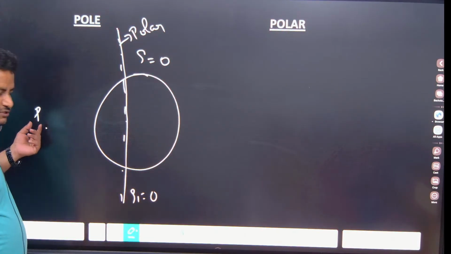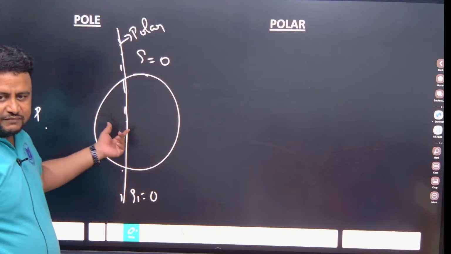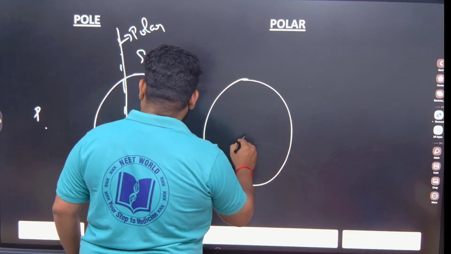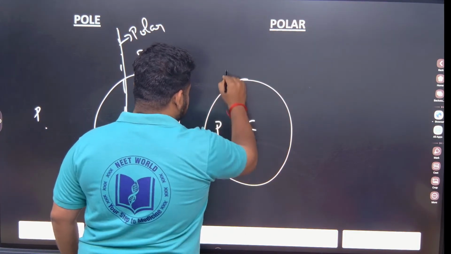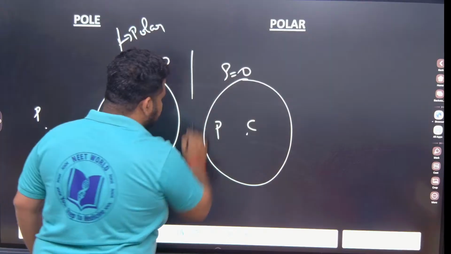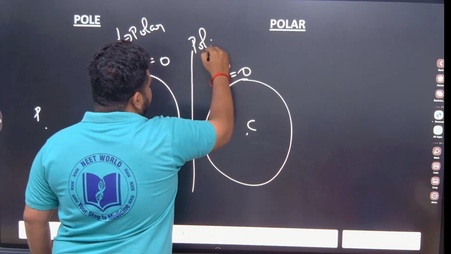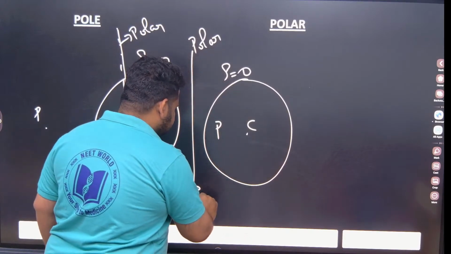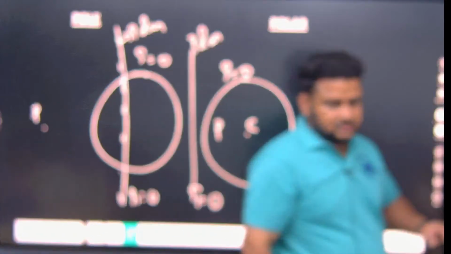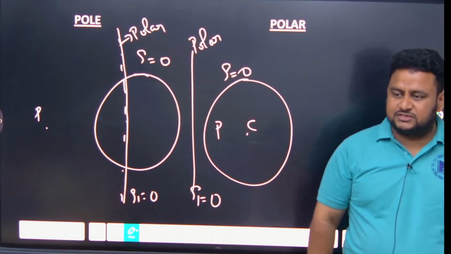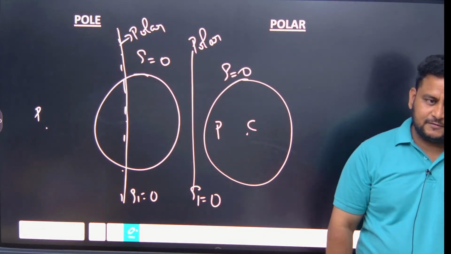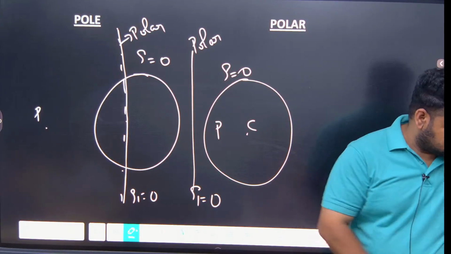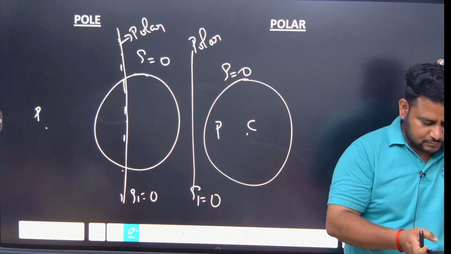If the pole is outside, the polar will come inside. If the pole is inside, with this being the center, the polar will come outside. Here also the equation of the polar is S1 equals 0. Remember this. The equation of the polar is S1 equals 0. Equation of tangent is S1 equals 0. Understood? Please make a note of it.